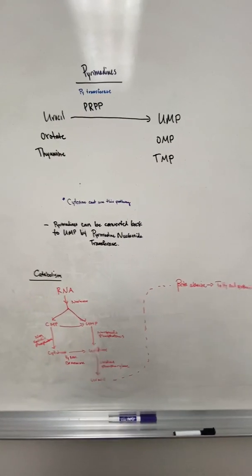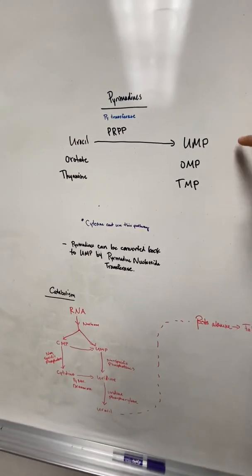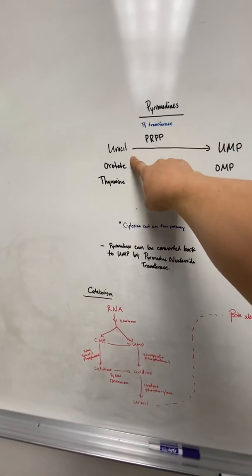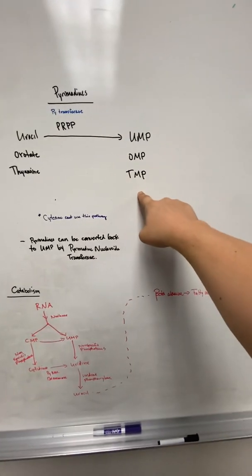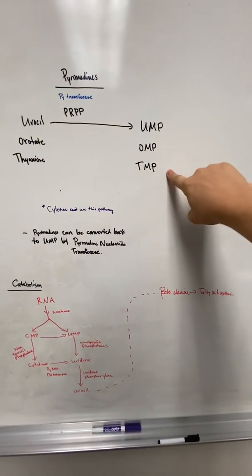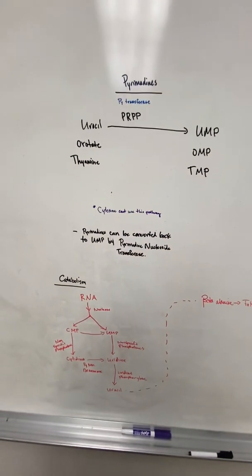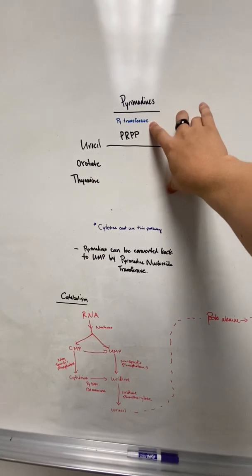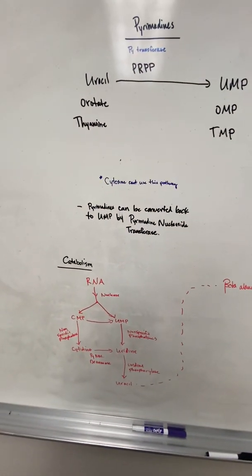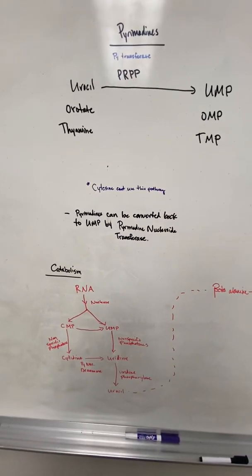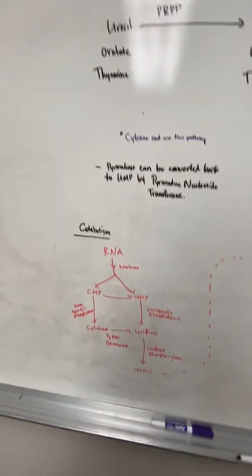Pyrimidines, there is no diagram that I have, and they didn't give us one as students. But pretty much uracil, orotate, and thymine can be salvaged back to their monophosphate versions of them. Cytosine can't be used in this pathway, but this is done by a pyrimidine transferase. So that's what pushes them back. And so pyrimidines can be converted back to UMP by a pyrimidine nucleoside transferase, is just what it said.